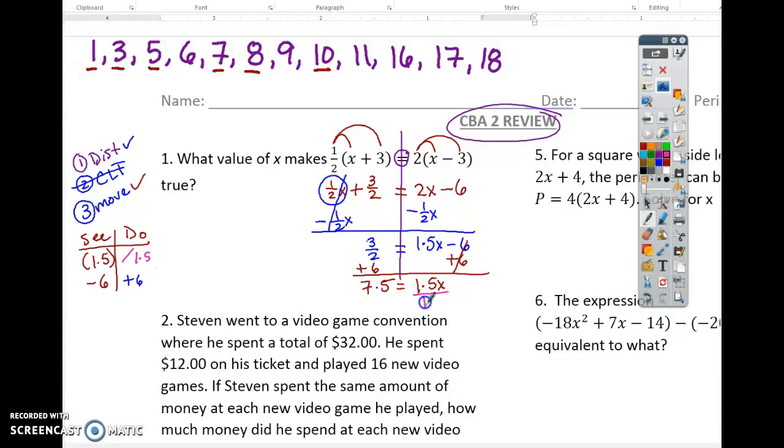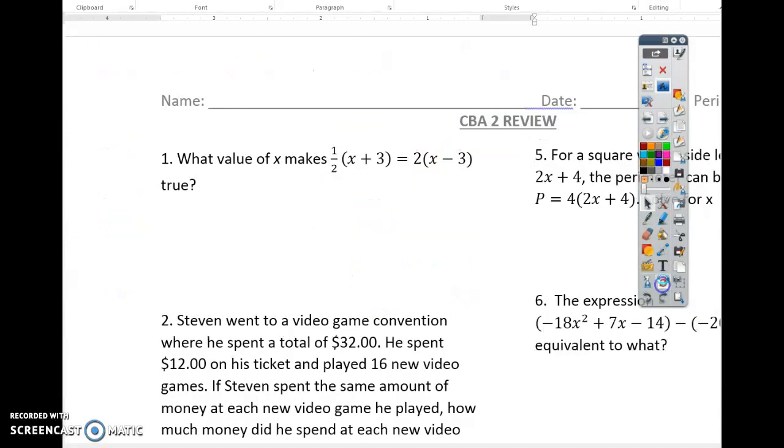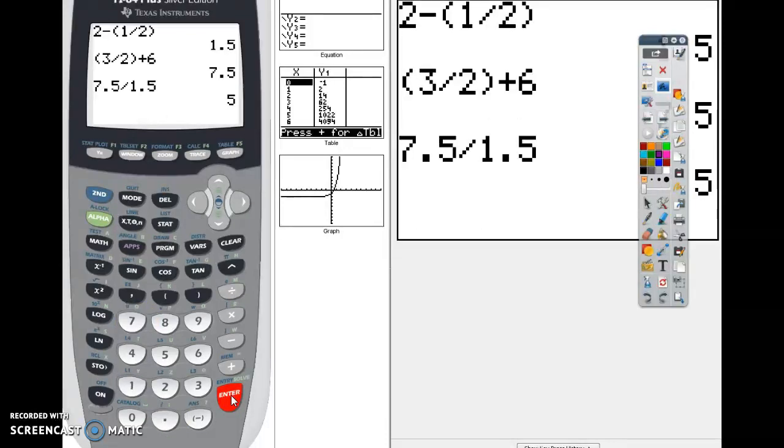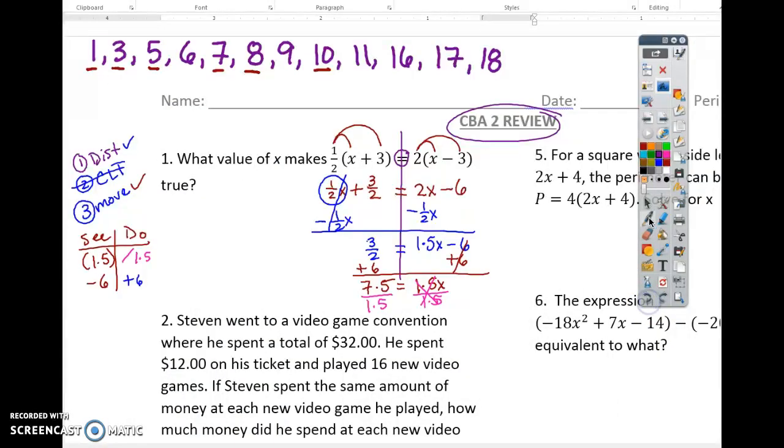The last step is to divide by 1.5. So divide both sides by 1.5, and that'll give you the answer. So let's put that in the calculator. 7.5 divided by 1.5. And that gives you 5. So your answer is 5. X equals 5. So we'll put it right here. The value of x has to be 5. Okay?